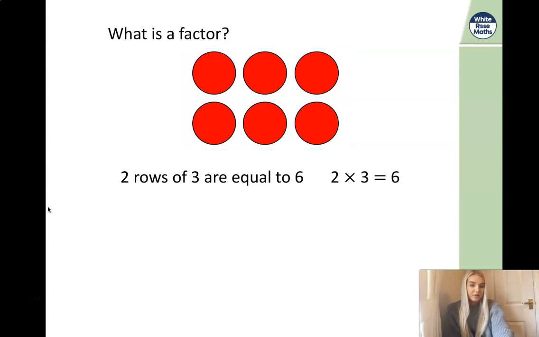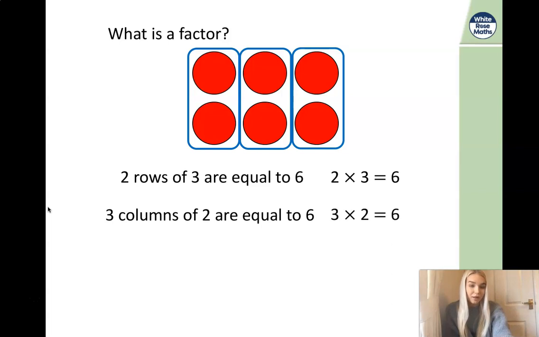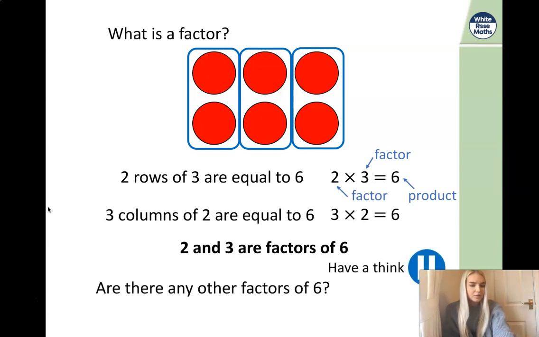We could also split this array up another way. We can look at its columns, and we can see that 3 columns of 2 are equal to 6, which is the same as 3 multiplied by 2 are 6. Now we have just found 2 factors of 6, which are 2 and 3. Can you see any other factors of 6? Pause the video and have a think.